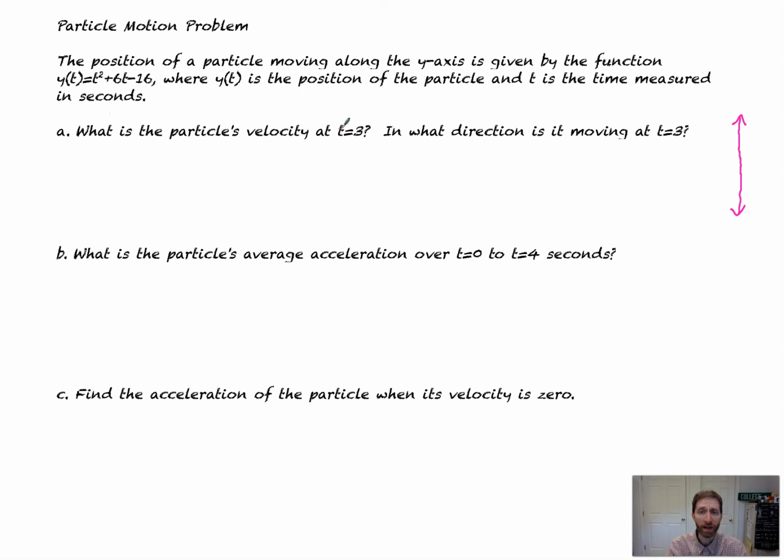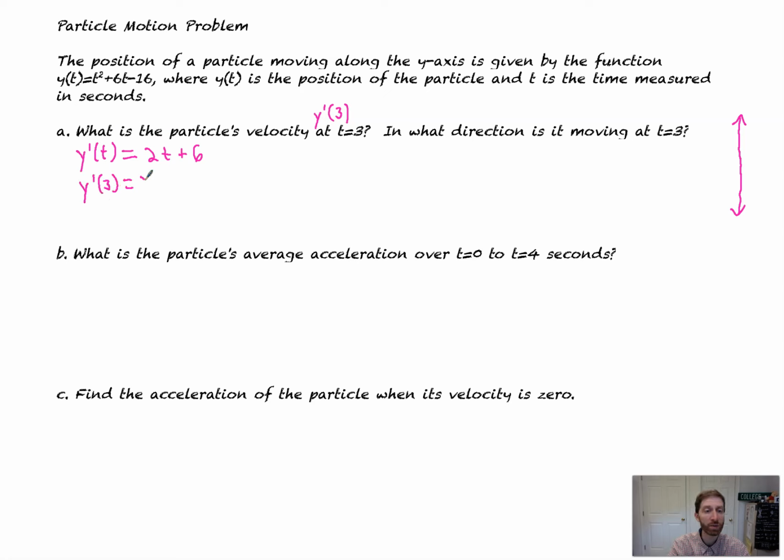What is the particle's velocity at t equals 3? Velocity, again, is the derivative of position. So we want y prime of 3. That's essentially what we're going after here. To find that, we've got to find y prime. So y prime of t is very simply the derivative. And the derivative of this is nice. That's going to be 2t plus 6. Then we're going to insert 3 into this function to figure out the velocity at 3.